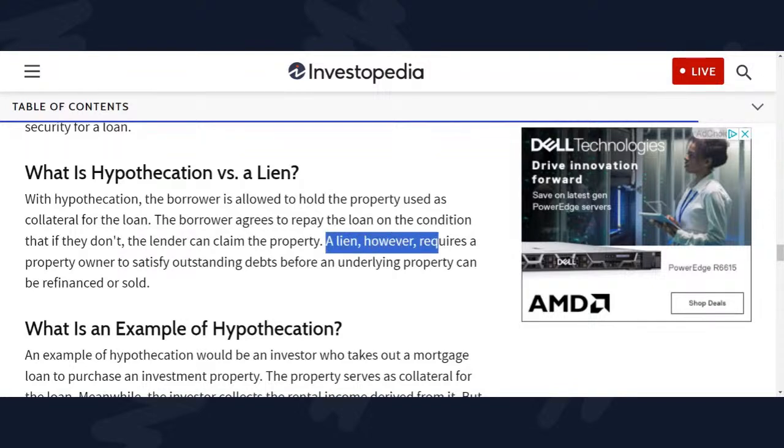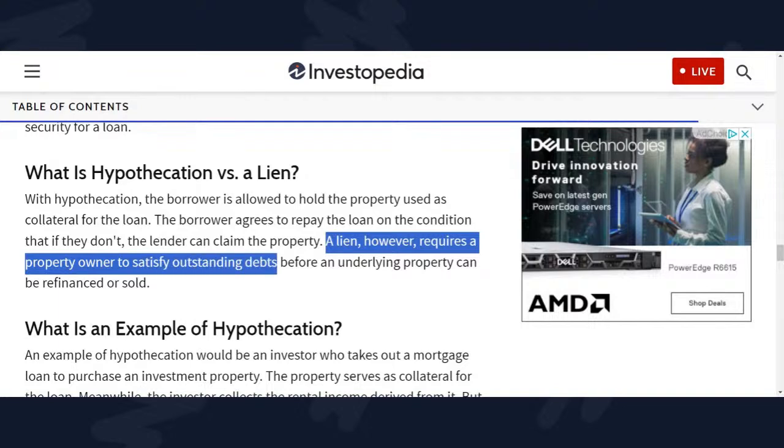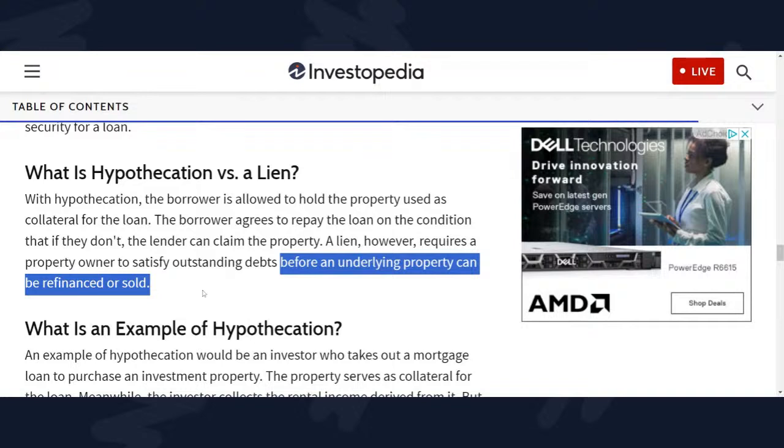A lien, however, requires a property owner to satisfy outstanding debts before an underlying property can be refinanced or sold. So say somebody comes in and makes a claim on the house. There's still $50,000 left on it. The owner goes ahead and pays that off. He can't sell it until he pays off that lien. That's what it's doing. It's preventing that homeowner from selling it without paying off that lien. So if somebody's got a $200,000 lien, he's got $50,000 left to pay on it. He pays that $50,000. He's got to satisfy that $200,000 lien before he can sell that $500,000 house for $500,000 or whatever he ends up getting out of it.